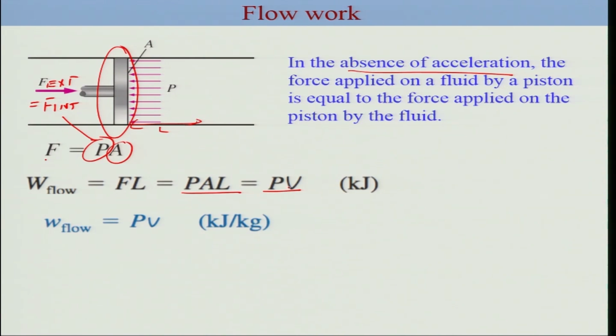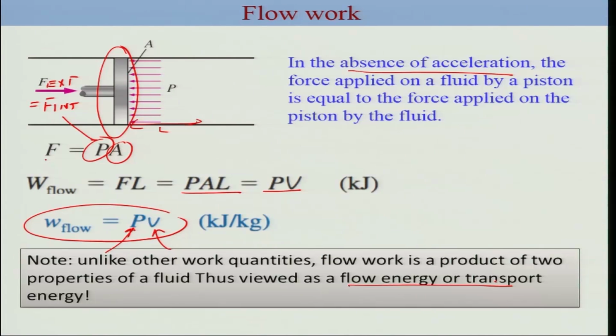You can rewrite this on a unit mass basis in this form, okay, where this is nothing but P and specific volume. So, note that the flow work contains two properties, pressure and specific volume. This is the reason that we treat this kind of work as a part of the flow energy or transport energy of the specific fluid here.